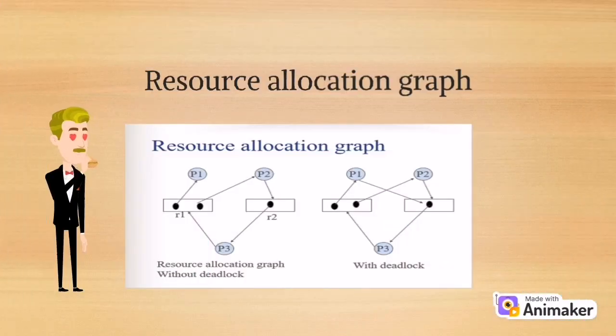And furthermore, talking about the graph, P1, P2 and P3 are using resource 1 and resource 2 altogether without facing a deadlock situation. While on the right side, if R1 is in use by process 1, then P2 and P3 will have to wait for it to be free.